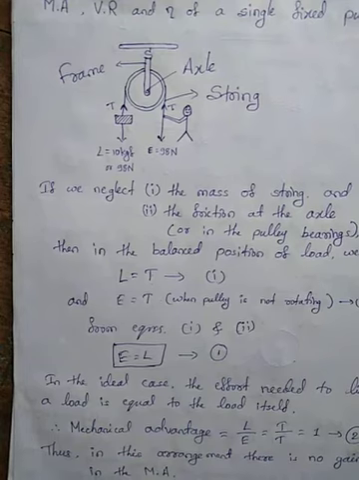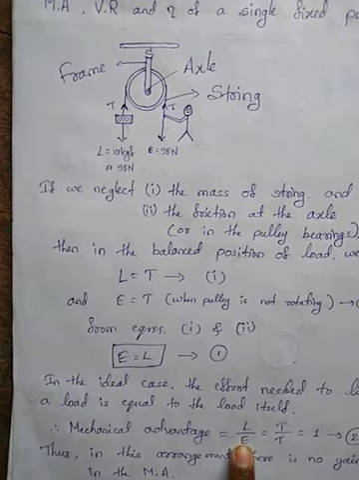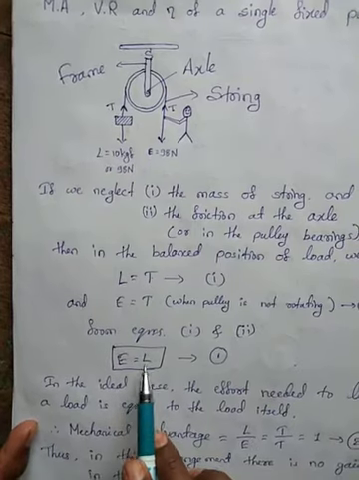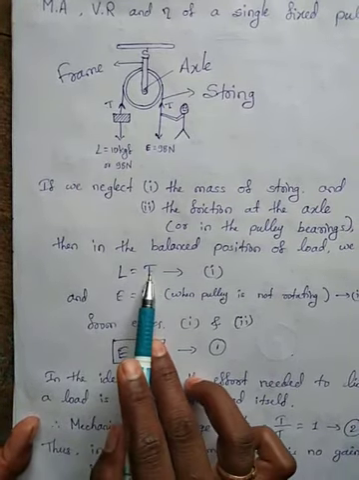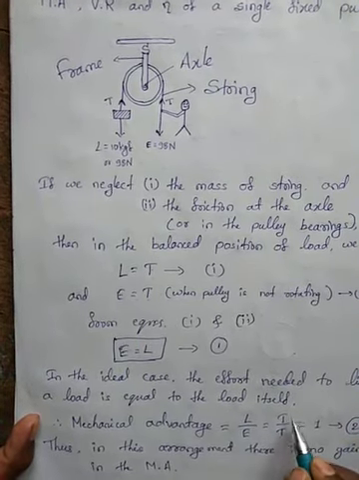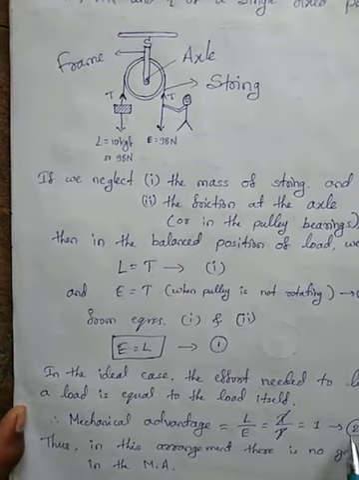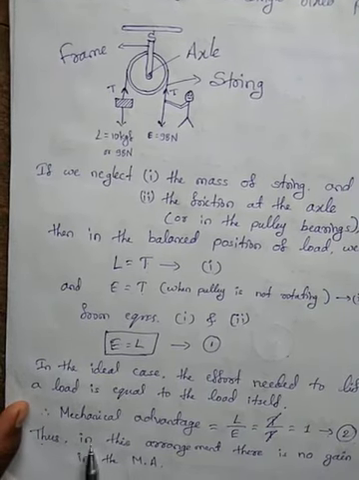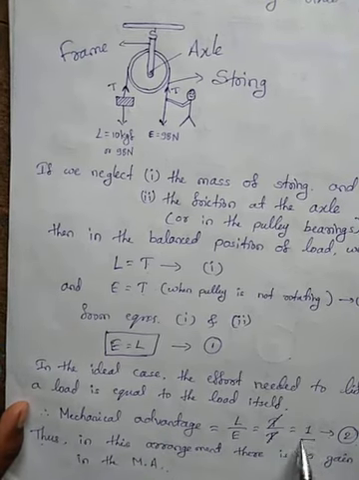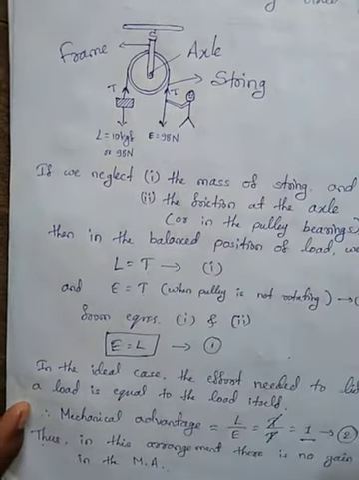And mechanical advantage, we know the formula is load by effort. Load is equal to T from equation number 1, and effort is also T from equation 2, so T by T. Both will get cancelled, we get 1. Mechanical advantage is equal to 1. Take this as equation number 3. Thus, in this arrangement, there is no gain in mechanical advantage.